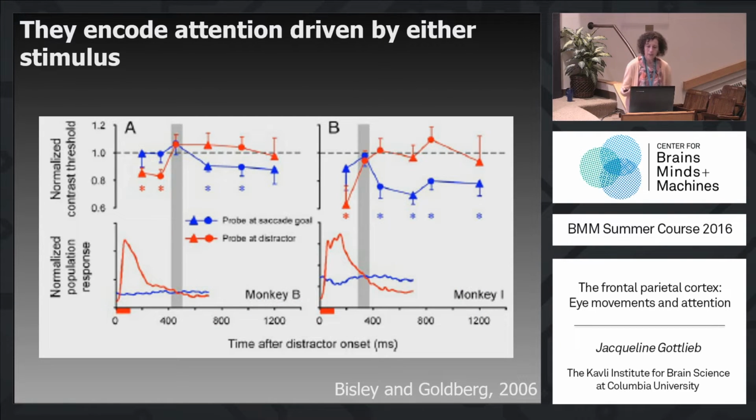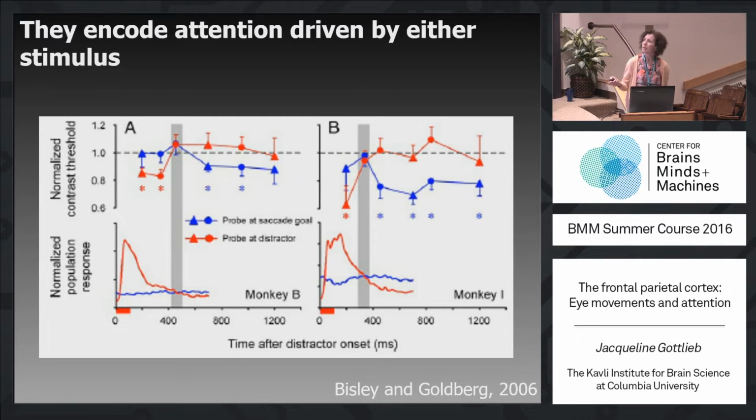And what they found, let's look at this in relation to the threshold measurements that tell you where attention is allocated. Their finding was that while the responses to the distractor are above those for the target, so the red is above blue here, the perceptual advantage is at the distractor location. That is, there are lower contrast thresholds at the distractor location. But when the distractor responses dip below those to the target, then the perceptual advantage goes to the target location.